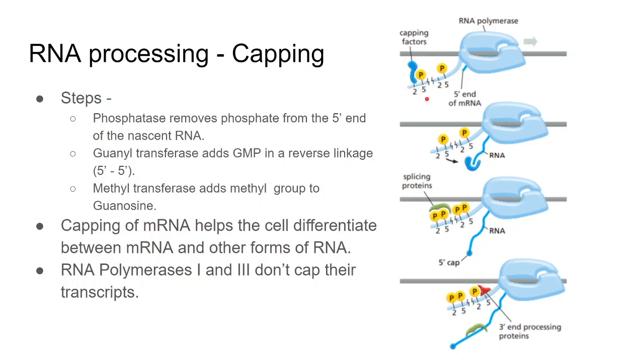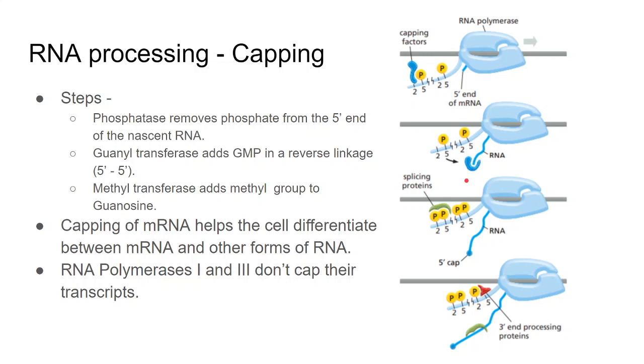Initially serine 5 is phosphorylated in the repeats, and the capping factors bind to this phosphorylated serine. Then, as soon as the RNA transcript starts coming out of the polymerase, the capping factors bind to it and make the 5' cap. They allow other enzymes to come in. They allow these 3 enzymes, phosphatase, guanyl transferase, and methyl transferase, to come in and make the 5' cap.